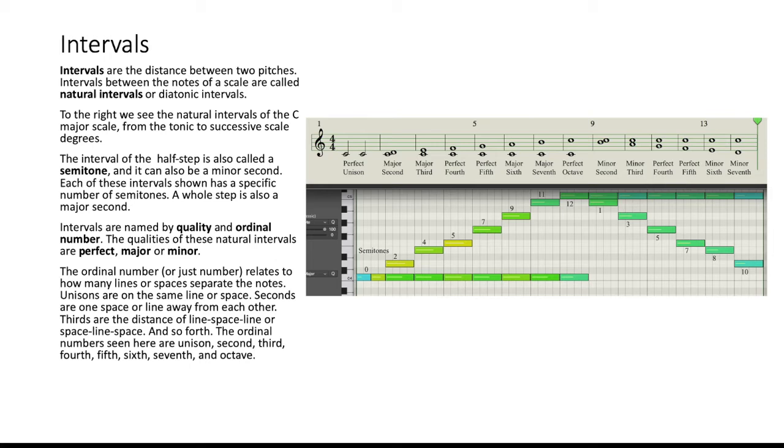Unisons are on the same line or space. Seconds are one space or one line away from each other. Thirds are the distance of line, space, line, or space, line, space, and so forth. The ordinal numbers seen here are unisons, seconds, thirds, fourths, fifths, sixths, sevenths, and octaves. Notice that the octave has the same pitch name in both places.